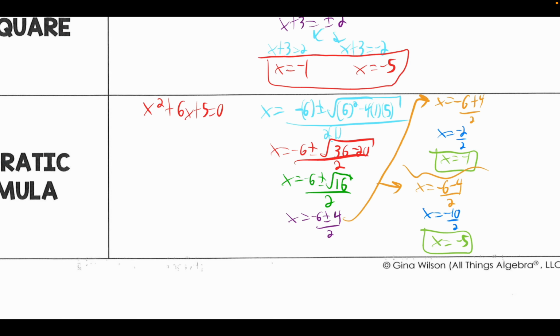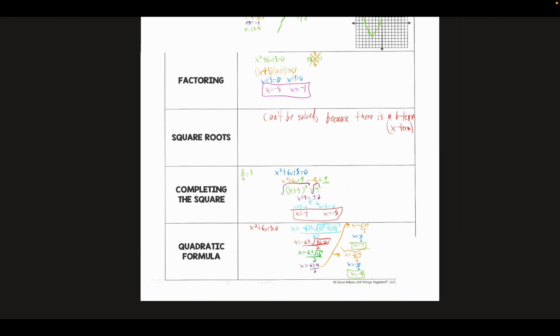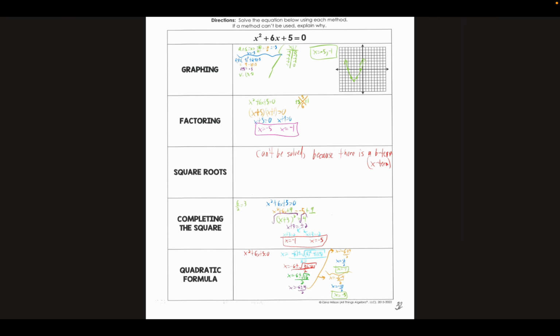And so this just showcases here that regardless of the method you use, as long as you can use the method, so we couldn't use the method for square roots here, but regardless of the method you use, you'll get the same answers as long as you do the right math. And that wraps up section 4.8, which wraps up unit 4 of Algebra 2.